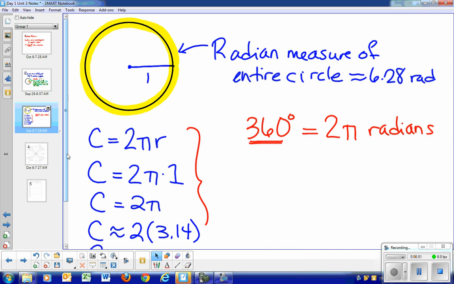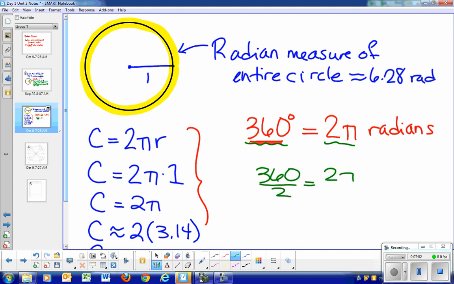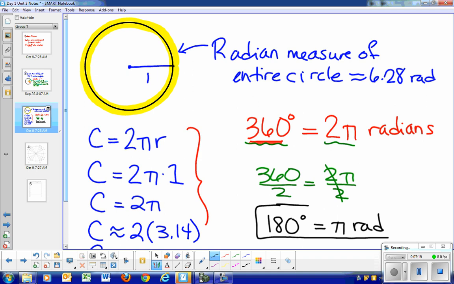Now, to make this just a smidge more simple, because these numbers are kind of big, we could divide both sides of this equation by 2. So 360 divided by 2 would equal 2 pi divided by 2. These 2's would drop out. And we get the conversion that you will use a lot in this unit, which is at 180, that's 360 divided by 2, degrees is equal to pi radians. Okay, that's an important fact. That's like a conversion factor. All right, put a big star by that, that's big stuff.